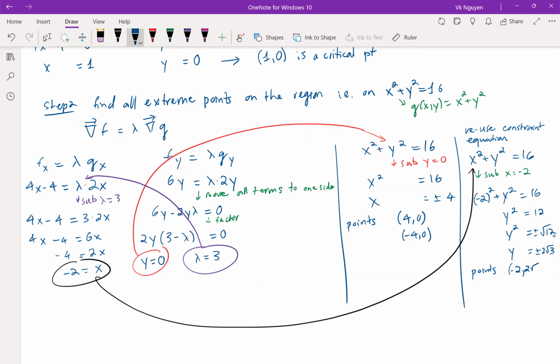Step 3. Evaluate each critical point and extreme point in steps 1 and 2. So let me write the function here, plus 3y². Actually, I'm just going to do the first one. I'm going to write the answer to the other one at the same time.